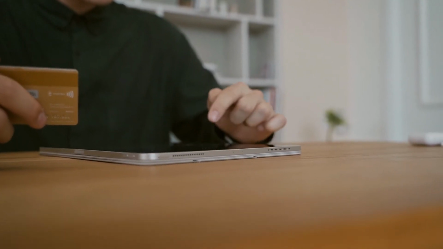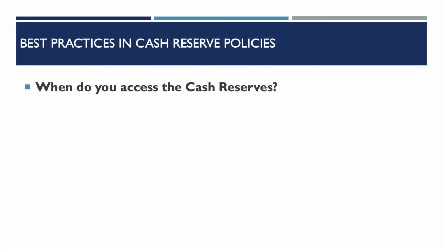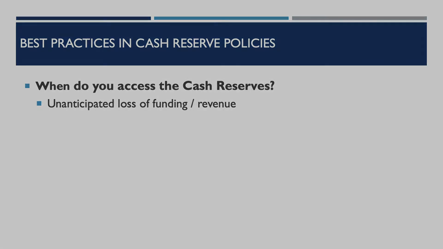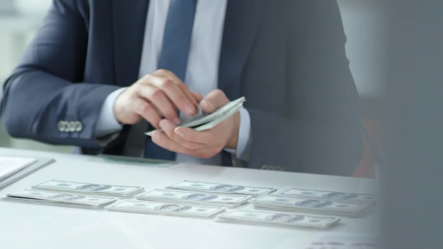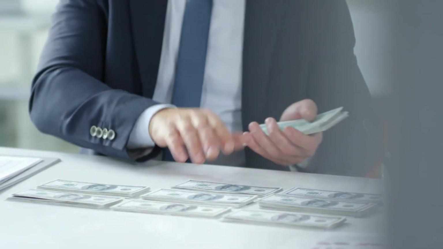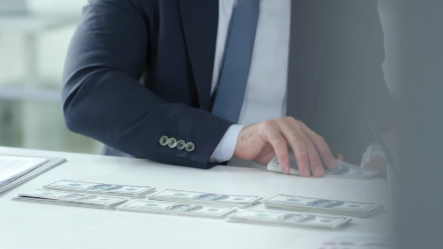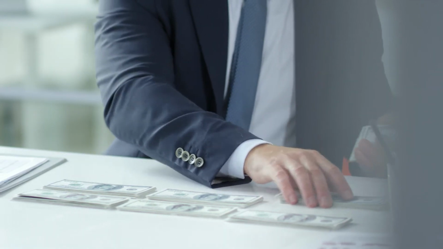Another question is, what are the triggers that enable you to access these cash reserves? These arise from unanticipated loss of funding. Let's say you have a lender who's no longer able to lend you cash, or an investor who can no longer provide funding to your business. Perhaps it's from your customers who are no longer able to buy your goods and services. One big customer or many of your customers may suffer, and you will have a loss of revenue causing you to dip into your cash reserves.